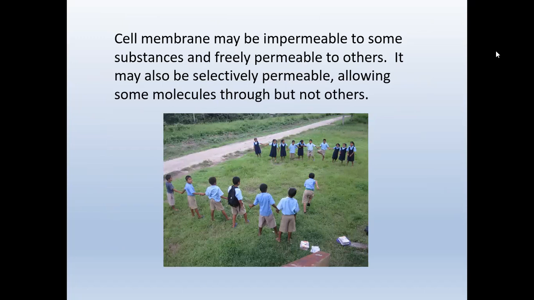All right, so the cell membrane may be permeable, and what permeable means is that it can have stuff move back and forth through it. We can have freely permeable, meaning everybody can come in or out. Selectively permeable, where only certain things can come in and out. And then impermeable, which means nothing is allowed to come in and out at all.